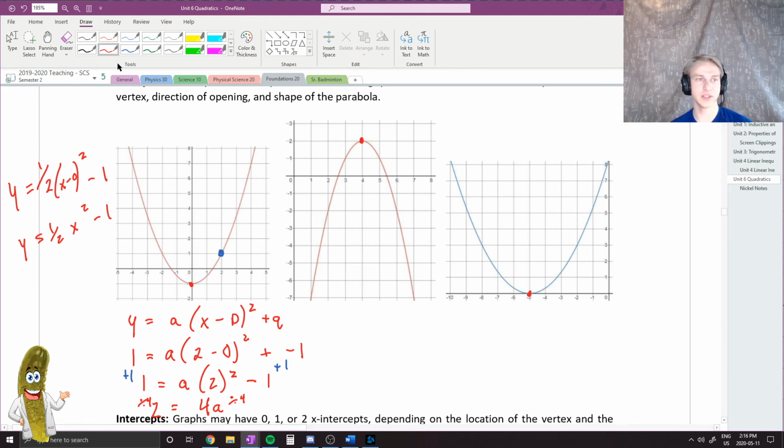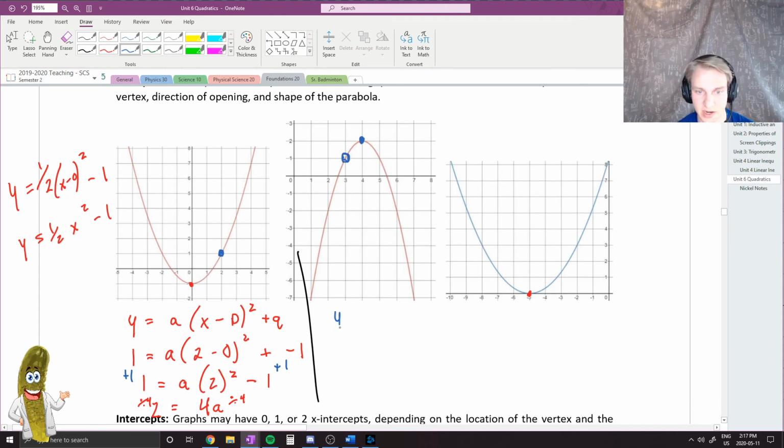So again, what we're going to do for each one of these is, we know that for each one of these questions, we are going to be able to pick our vertex and plug that in, and then we're going to be able to solve for one of the points that we know exists. So this is my favorite point right here. I'm going to choose that one there.